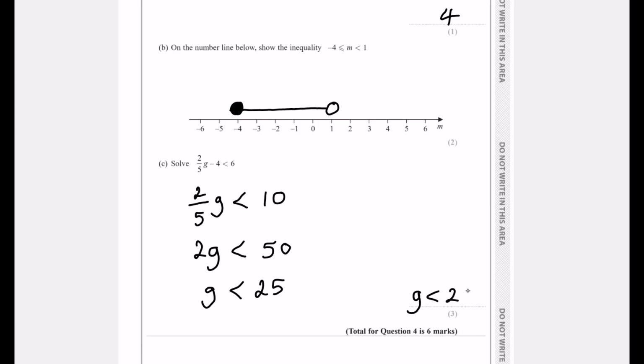So anything less than 25 would make this true. The left side would be less than 6. Anything bigger than 25, it won't be true. It will be more than 6. And if it was 25, it would be equal to 6.